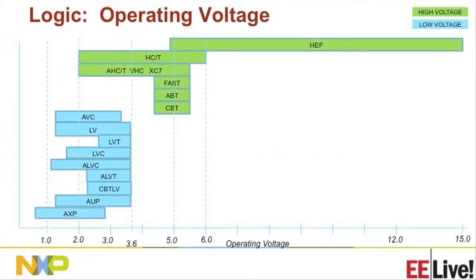This is a chart which shows the operating voltages for these families. Again, as I mentioned, the high voltage families like HEF operate up to 15 volts. Then we have low voltage families. The latest one of them is AXP, which is the lowest power and lowest operating voltage family. It operates down to 0.8 volts and consumes the lowest power.